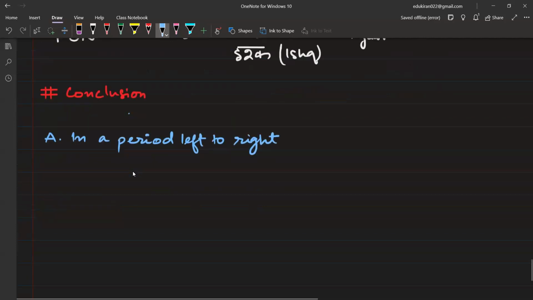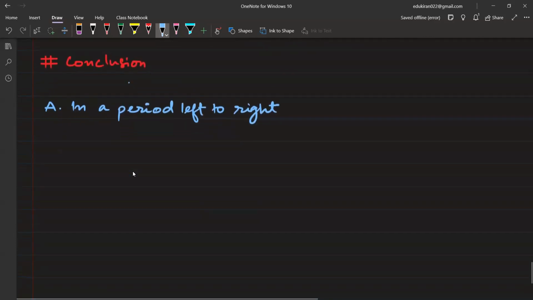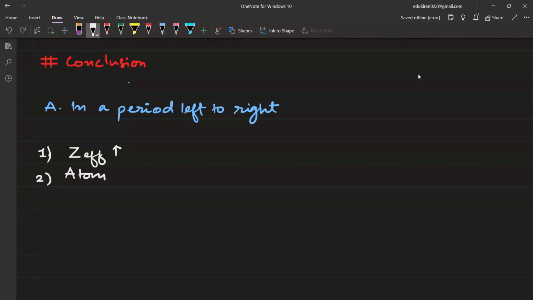Done now? Okay. Conclusion: in a period, left to right. Actually, Abdul Hamid was right. In a period left to right, first of all, we discussed the Z effective. So Z effective increases. Secondly, we talked about the atomic size. Tell me, guys, atomic size, what would happen left to right in a period? Those who have done the classes from the starting. Atomic size will increase or decrease left to right in a period?